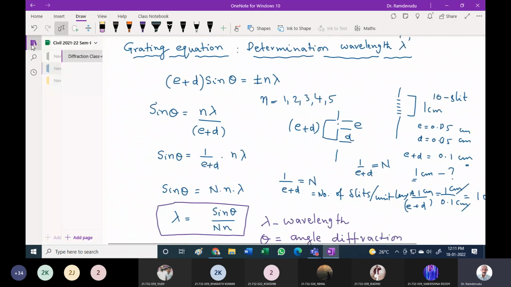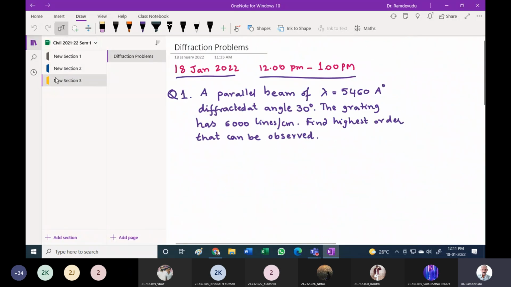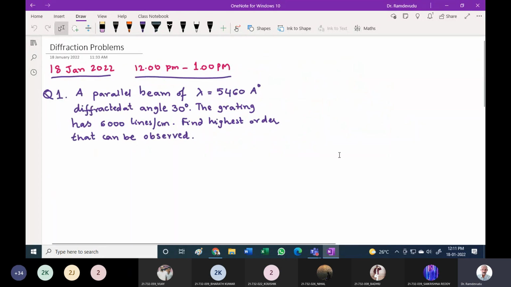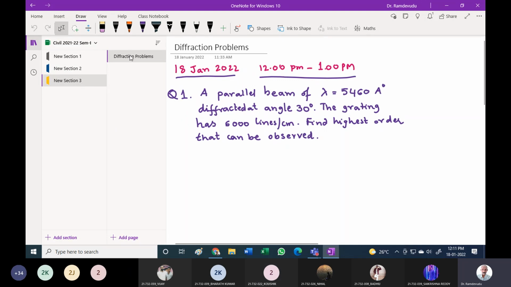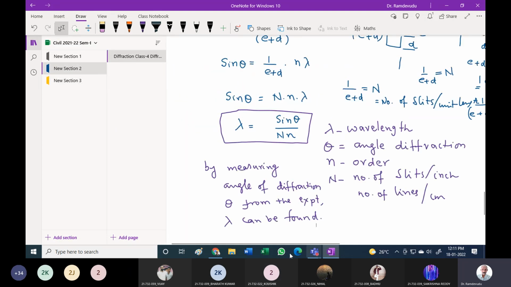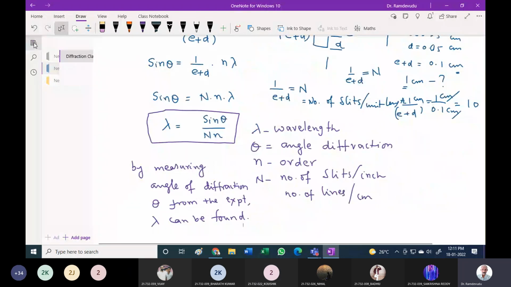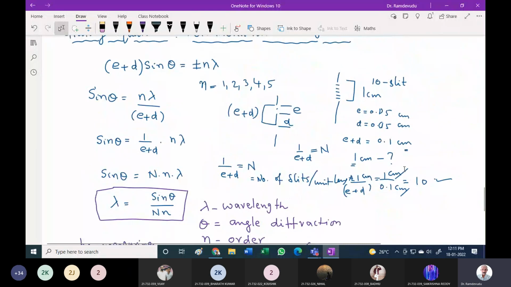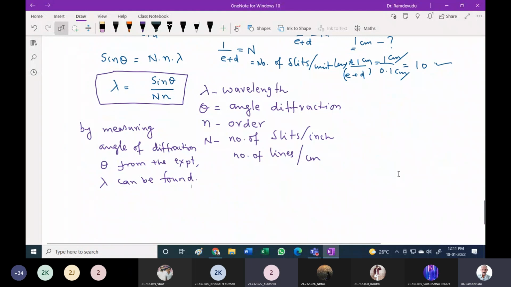So I will go for the first problem. Make a note of the first problem. Sir, can you show the derivation again? Which one? The previous one, the derivation. Yeah, okay. Can you see this now? Yes, sir. That last one. Yes.